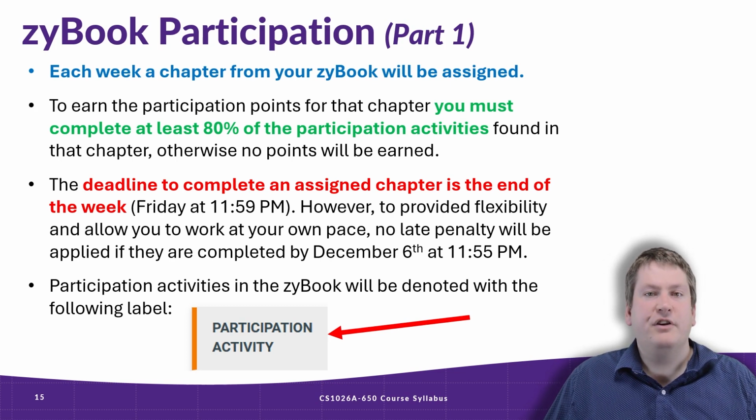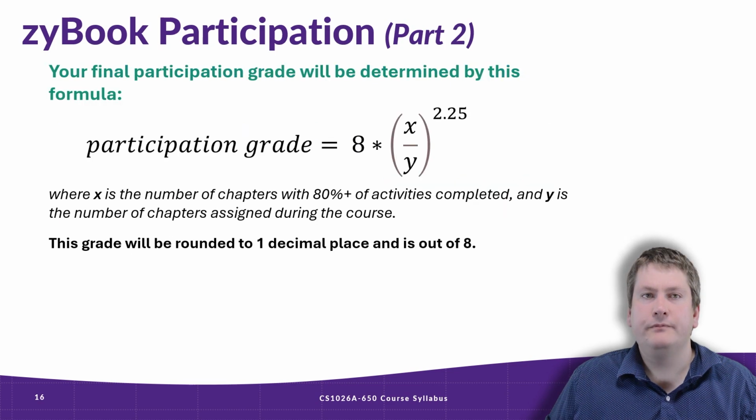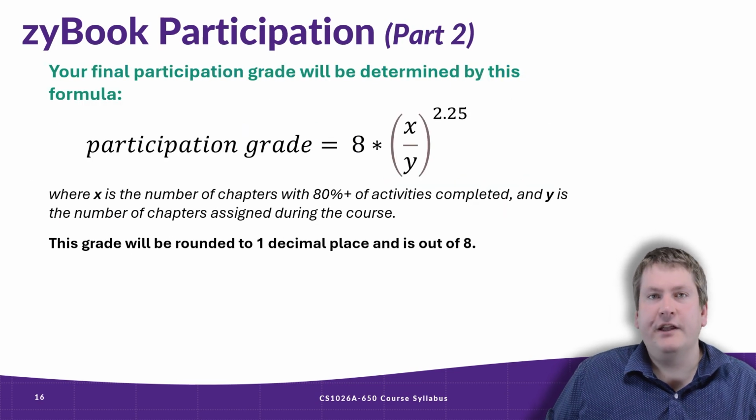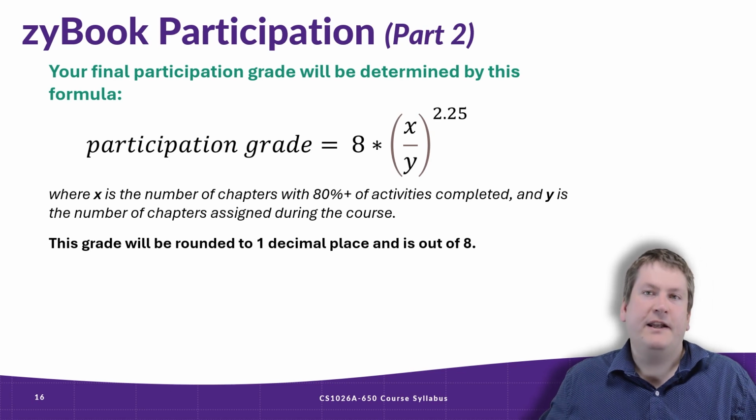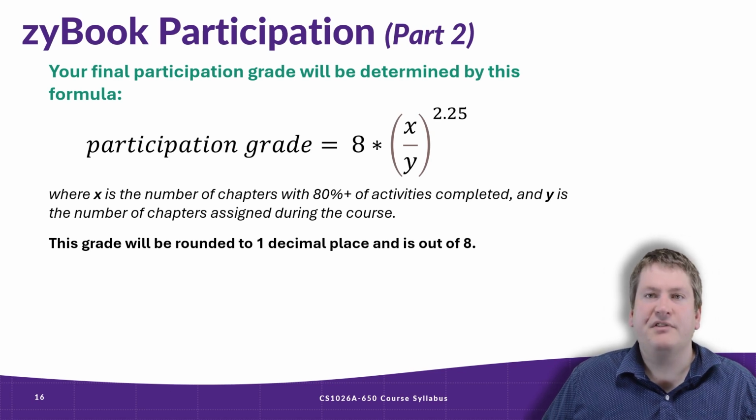To earn the participation grade for a given chapter, you must have at least 80% of the participation activities in a chapter marked as completed according to zyBook. So how am I going to calculate your final participation grade? It's not going to be as straightforward as simply dividing the number of chapters by the number you got 80% on. We're going to use this formula here.